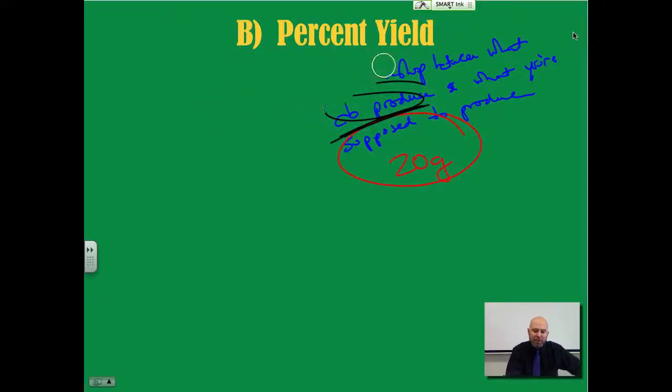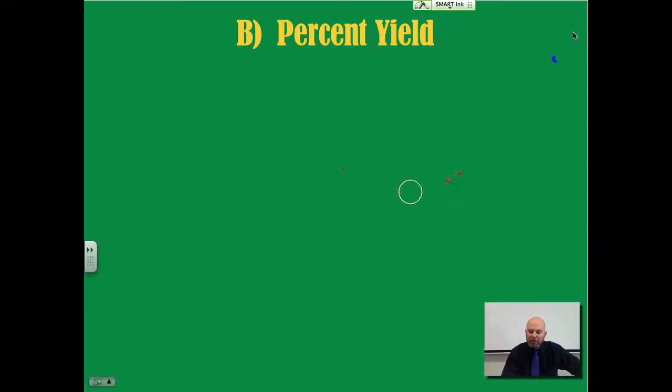So just understand that a 100% yield, as opposed to when we did percent deviation where you wanted low deviations, because deviation was how far you are from an accepted value. So if you had a 1% deviation, you were really close. If you had a 50% deviation, you were pretty far off. Percent yield, the higher you get, the better you are, the more accurate you were.